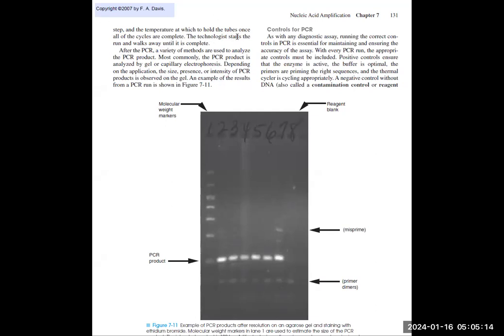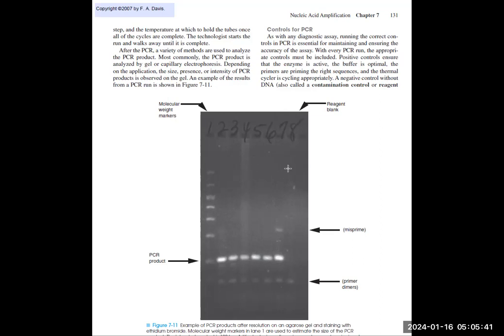So guys, the technologist starts the run and walks away until it is complete. You can just leave the thermal cycler running for again 1 to 2 hours, and that's why our lab is 3 hours. After the PCR, we have a variety of methods used to analyze our amplicons, or PCR product. The most common is gel or capillary electrophoresis.